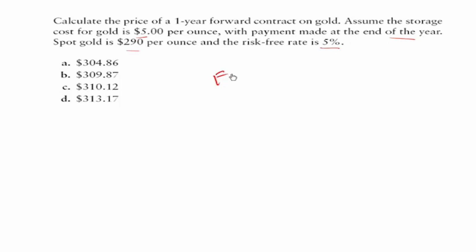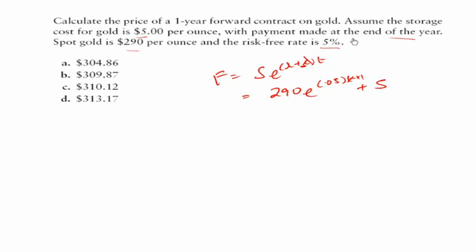So the forward price is spot price times e raised to the power (r plus lambda) times t, where lambda is the storage cost. However, we are not given the continuously compounded storage cost. We are given the absolute amount of the storage cost. So it will be 290 times e raised to the power 0.05 times t, that is 1 year, plus the storage cost of $5, since it anyway has to be paid at the end of the year. We will just add $5.